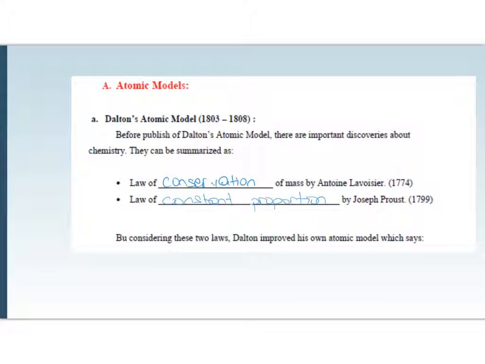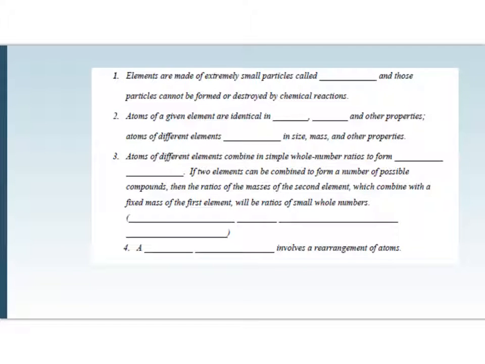So in the light of these fundamental laws of chemistry, Dalton announced his atomic model, and what he said is, elements are made of extremely small particles called atoms, and those particles cannot be formed or destroyed by chemical reactions. So he defined an atom like a solid billiard ball.